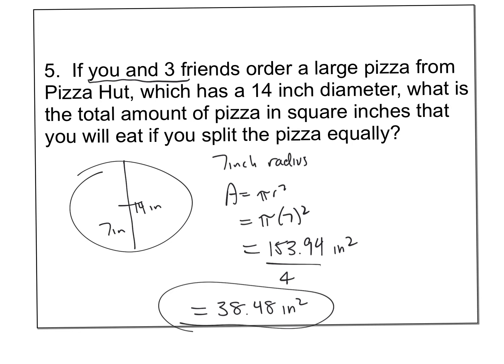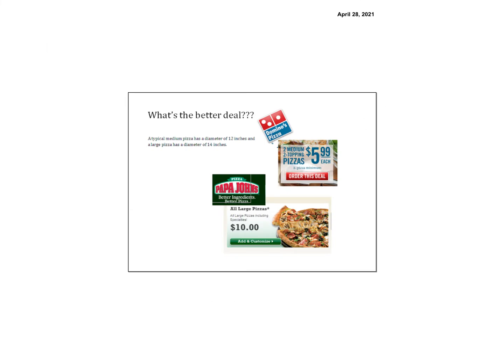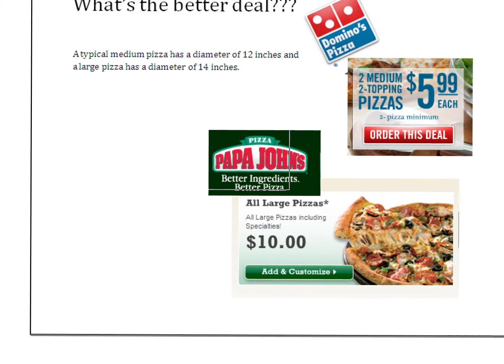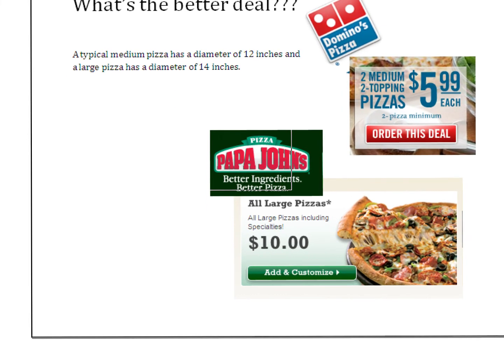Okay, now play around with this. Take your time a little bit. Try and make sure that you understand what's going on, and make sure you understand the differences between radius and diameter. Now, here's the question that often gets asked. Which is the better deal? 2 medium pizzas for $6 each, or a large pizza with a diameter of 14 inches.